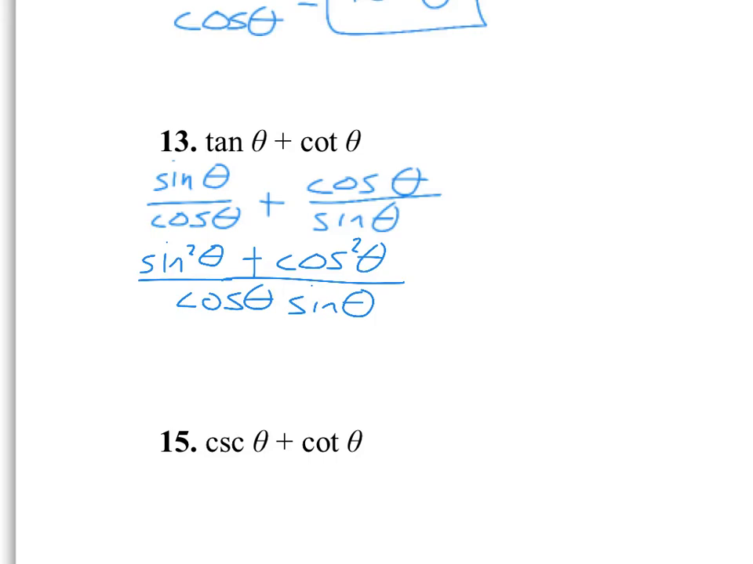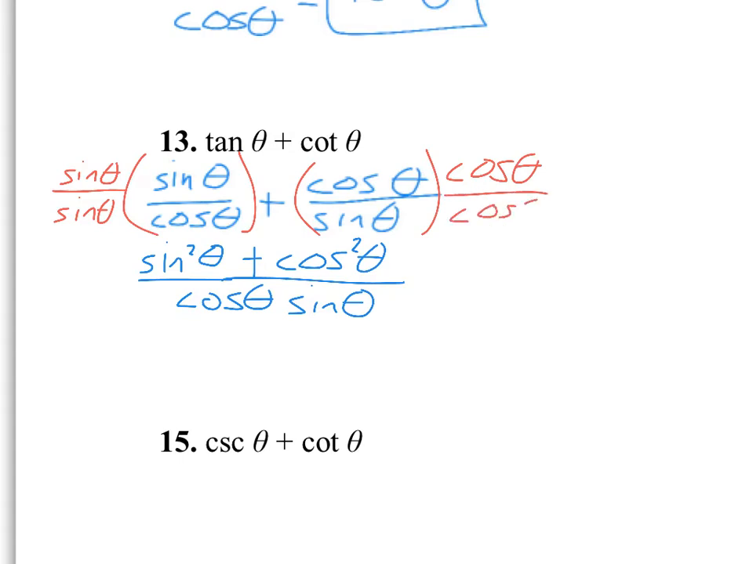Okay, so again, I took this first fraction, I multiplied it by sine theta over sine theta. Then the second fraction, I multiplied it by cosine theta over cosine theta. Then I combined the numerators together. And remember, when you add fractions, you don't add the denominators together. You keep the common denominator the same.